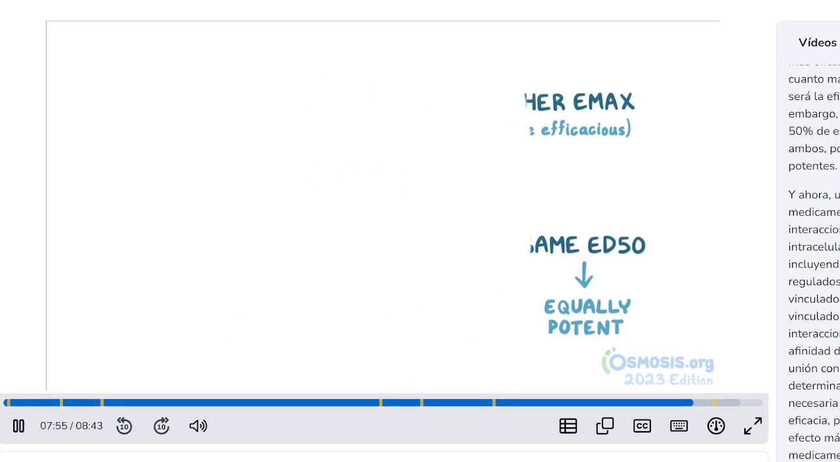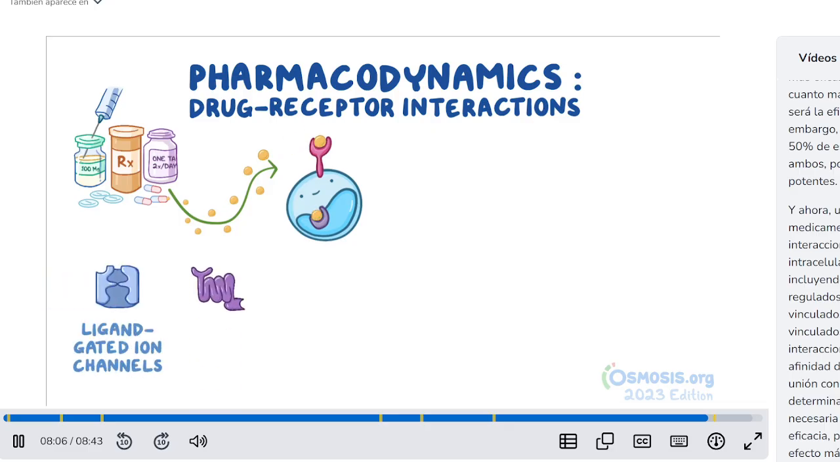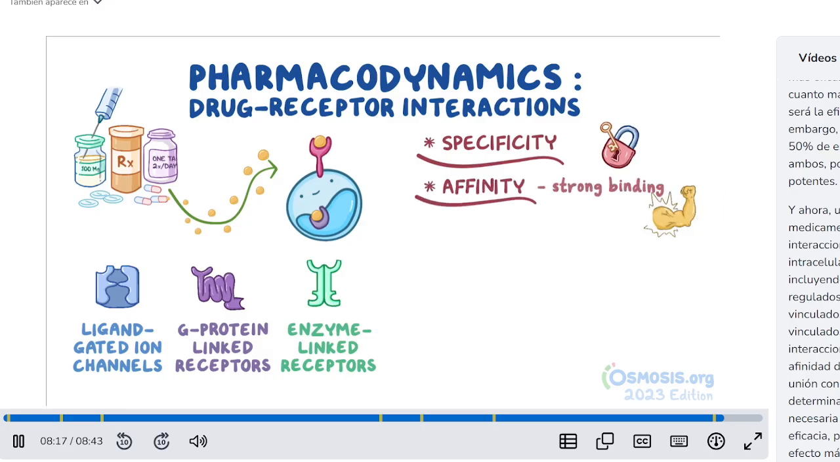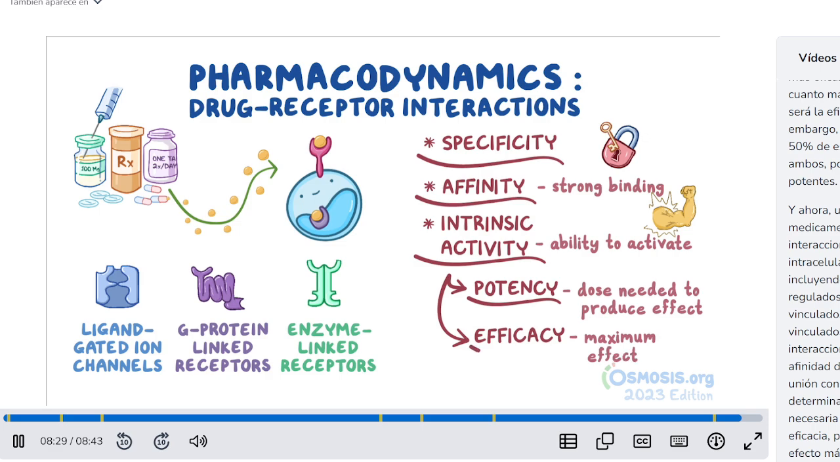Alright, as a quick recap. Medications produce their effects by interacting with receptors, either intracellular or extracellular ones, including ligand-gated ion channels, G-protein-linked receptors, and enzyme-linked receptors. These interactions are characterized by the medication's specificity for the receptor, affinity or strong binding with the receptor, and intrinsic activity, or ability to activate it, which in turn determine its potency, or the dose needed to produce an effect, and efficacy, or the maximum effect the medication can produce.